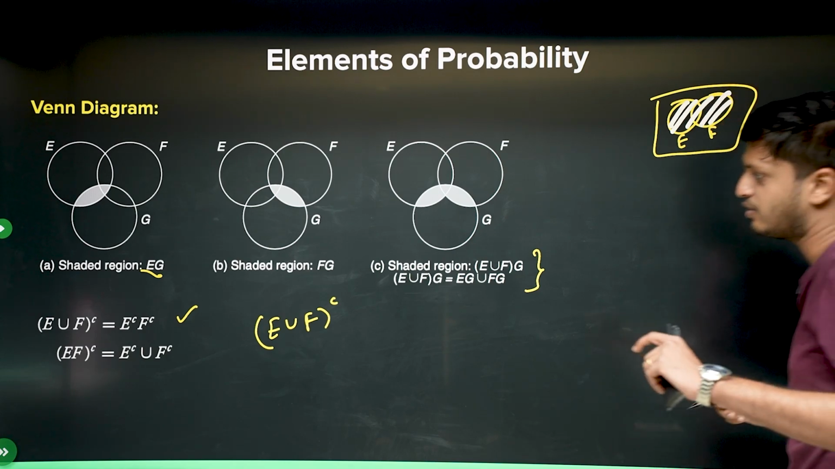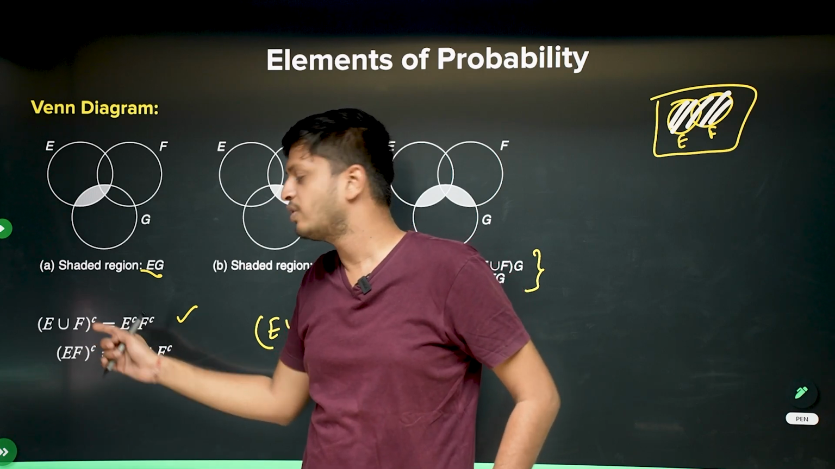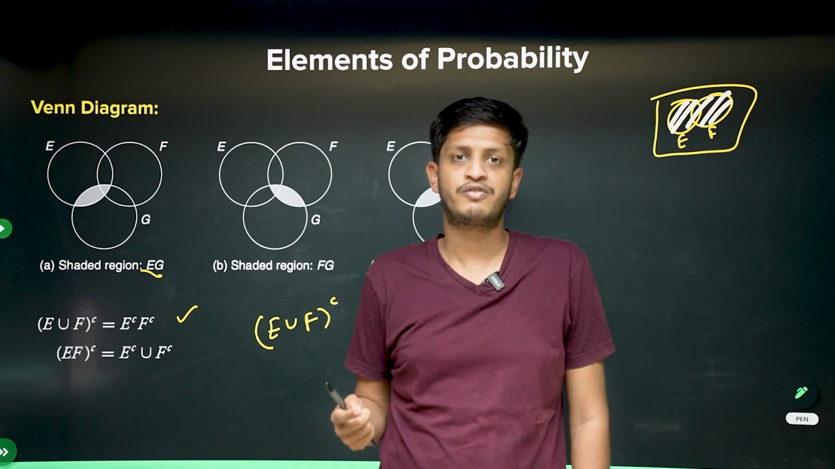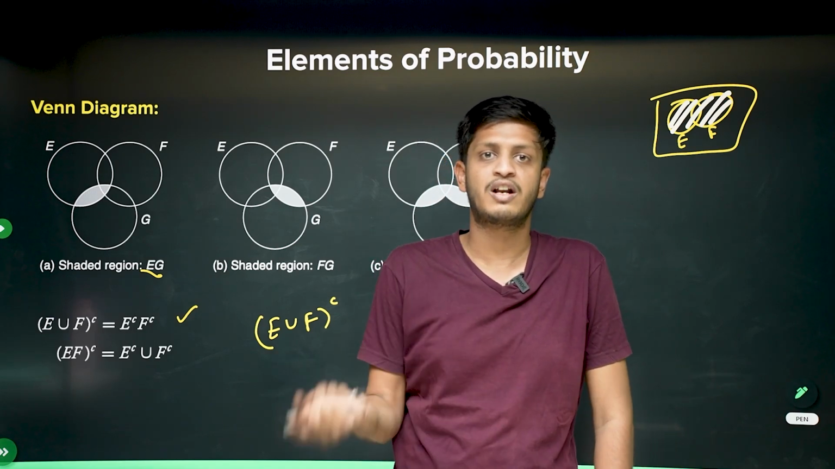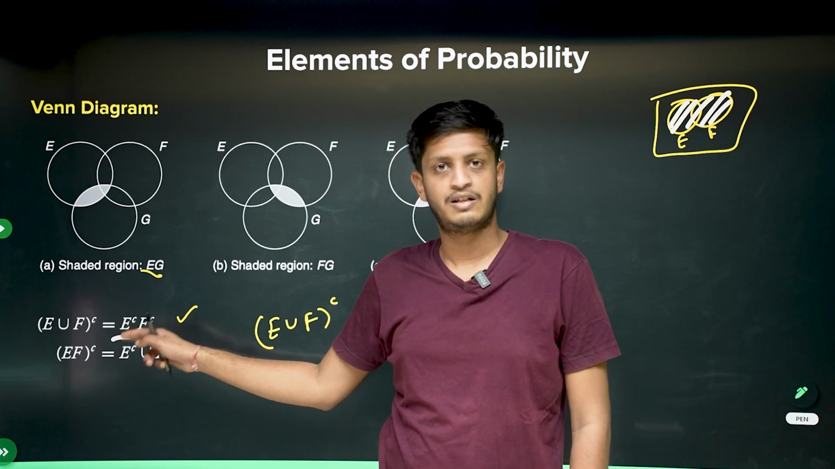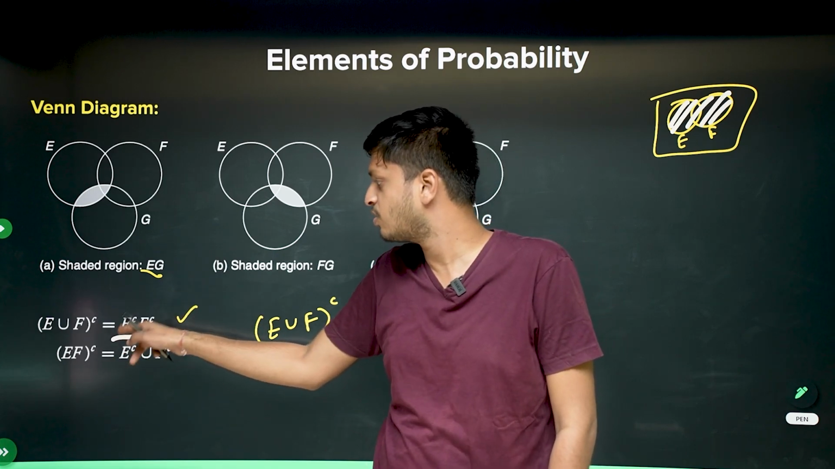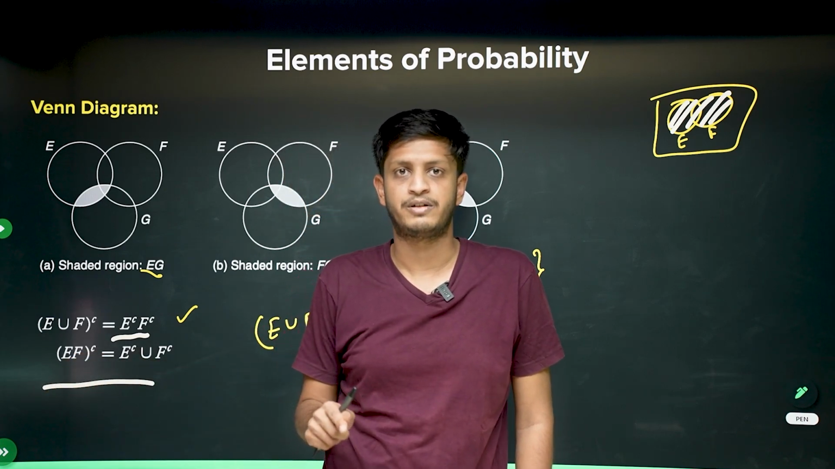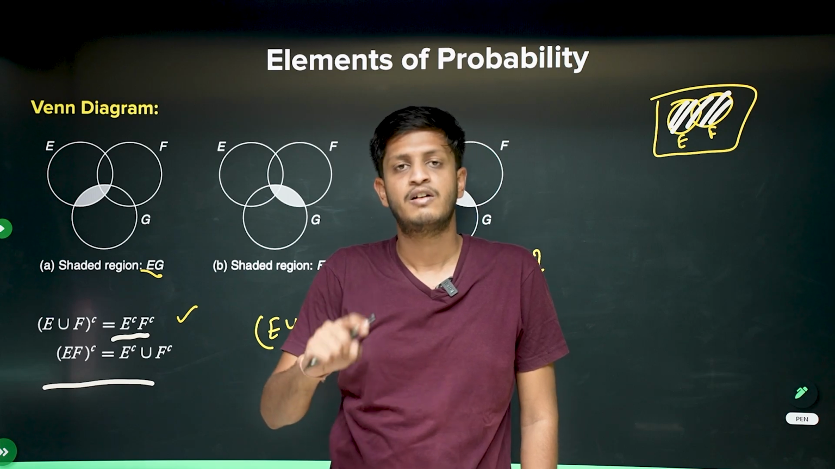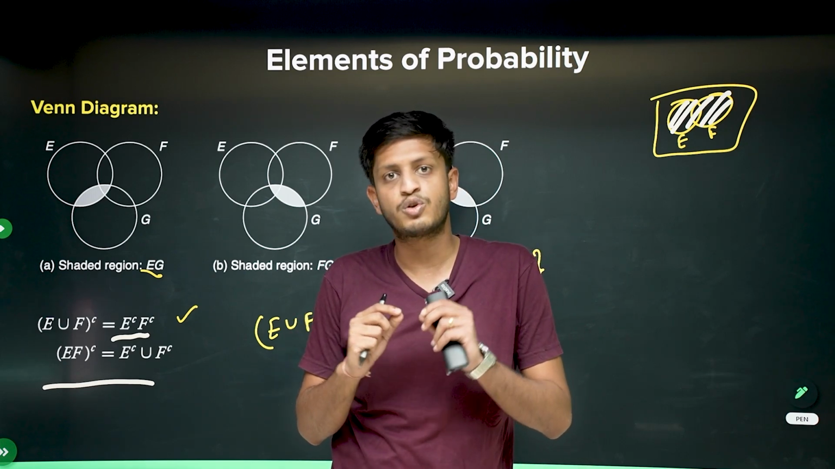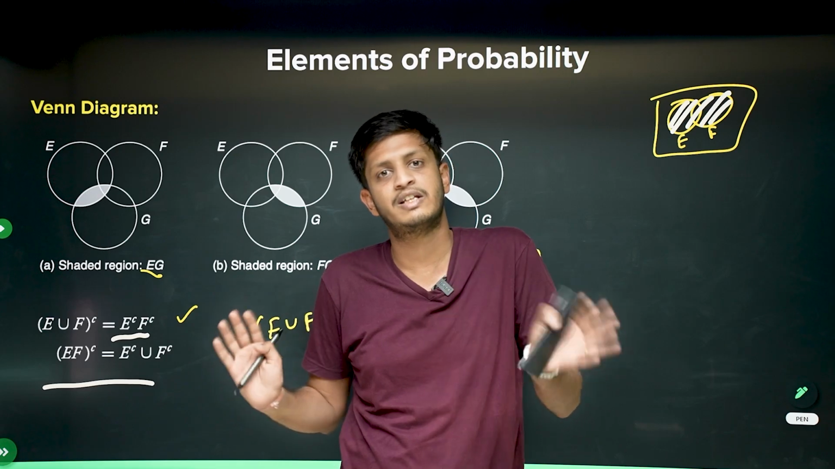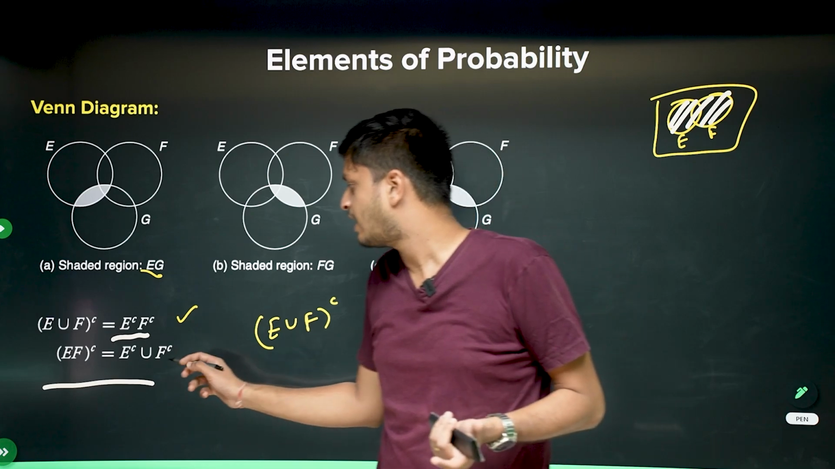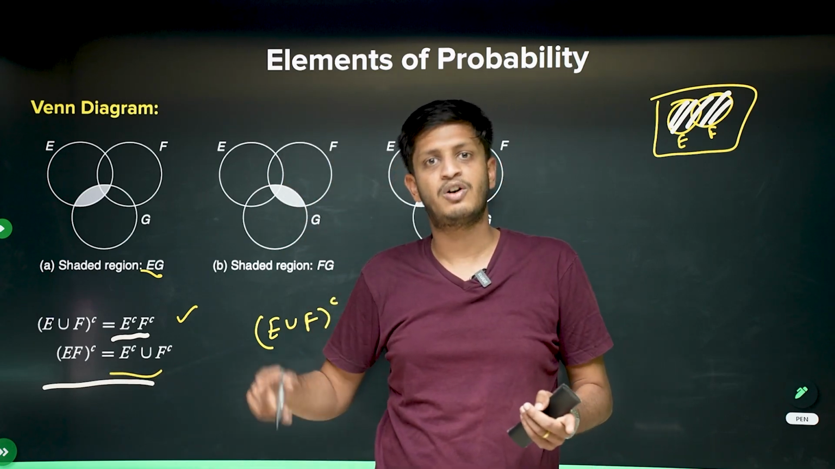Basically, you can tell it in English as well, right? E union F is E or F, something is happening. The complement of it is nothing is happening. Neither E nor F is happening. So basically, E should not happen and F should not happen. Similarly, what is E intersection F? E and F both happen simultaneously. What is the complement of that? E and F should not both happen simultaneously. Other than that, everything can happen, right? Only E can happen, only F can happen, none of them can happen. And what is this set? Either E doesn't happen or F doesn't happen.